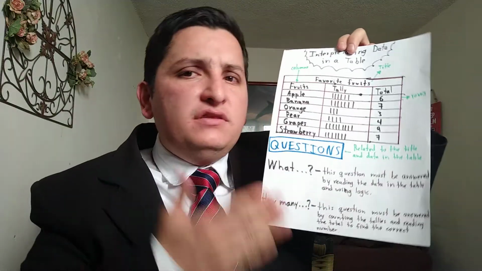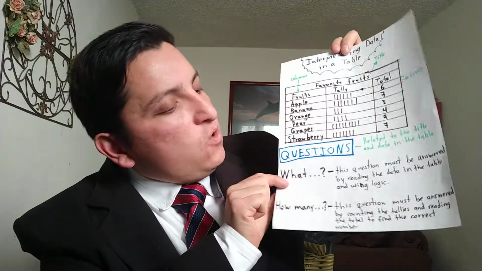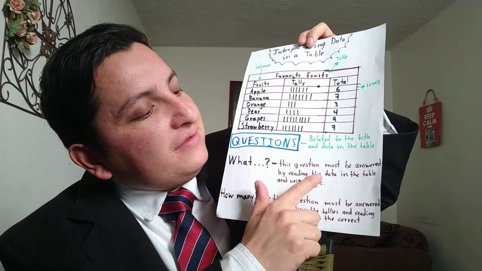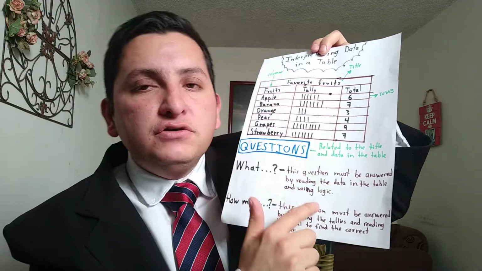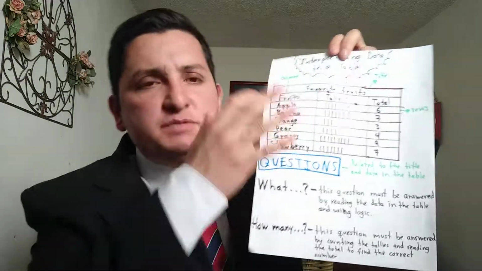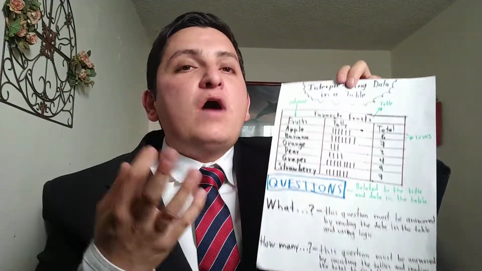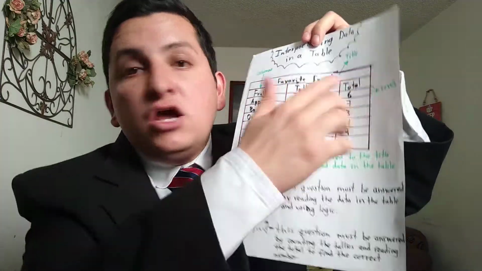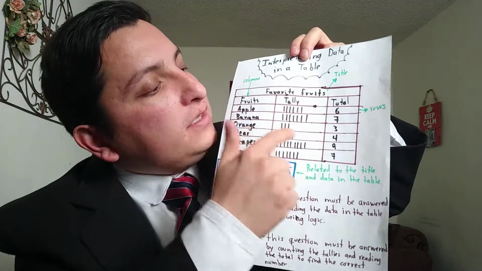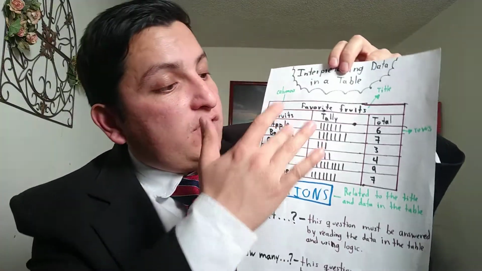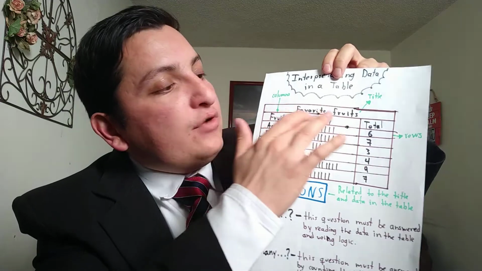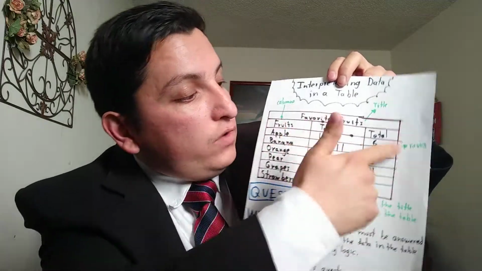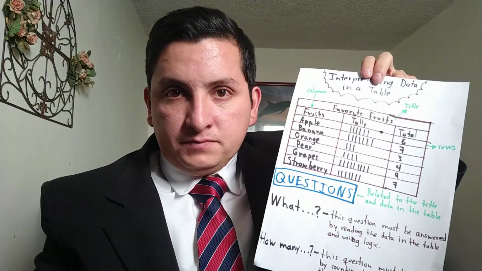What's the difference between these questions? Well, what? This question must be answered by reading the data in the table and using logic. For this part, we are not trying to understand the numbers. We are trying to understand what this title, what these tallies represent for every category and for every column. That's why we need to use logic according to what we are watching in the table.